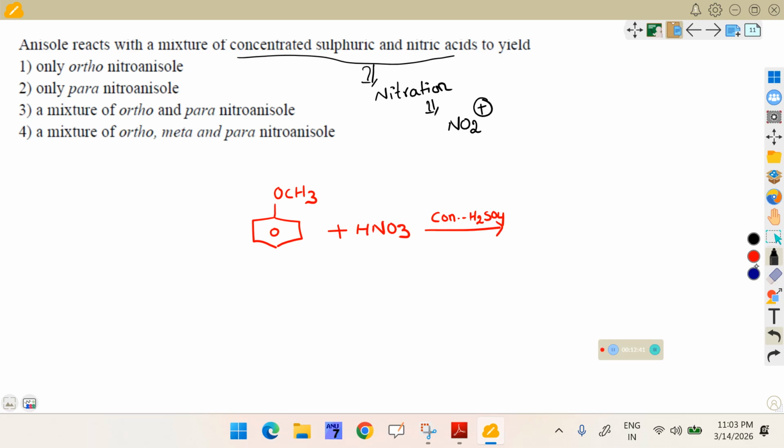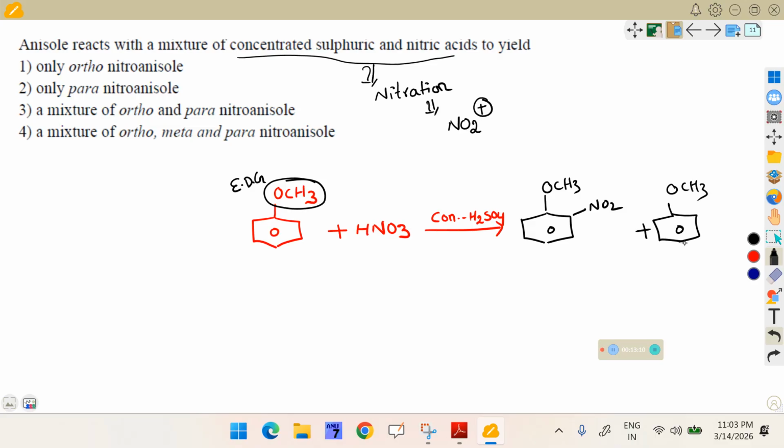First of all, consider anisole. The OCH3 group acts as an electron donating group. Electron donating groups are ring activators and give ortho and para products. So the NO2 group is substituted at the ortho position as well as the para position. So what is the correct answer? The correct answer is the third option.